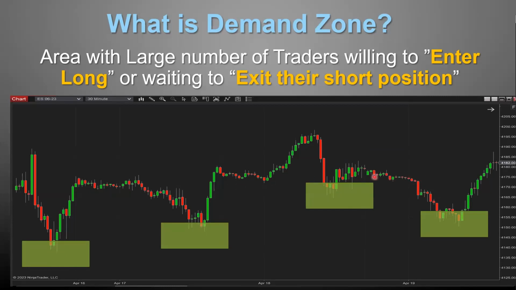And realize that different traders call it differently. There's demand zone, you can call it support zone, accumulation. It all means the same thing. It's just an area with a lot of traders willing to enter long or exit their short. But it doesn't matter why they're getting in. What matters is that they're pushing the button to buy, whether they're getting out of a short or they just want to get in a trade.